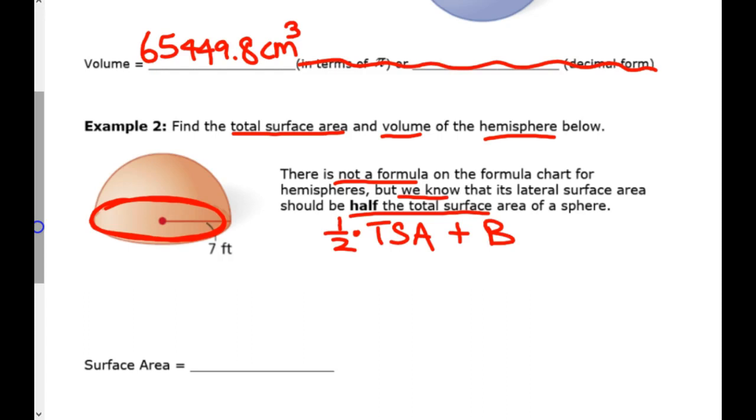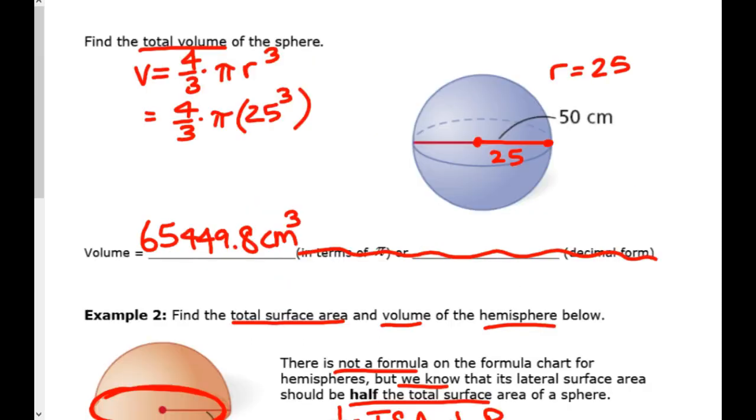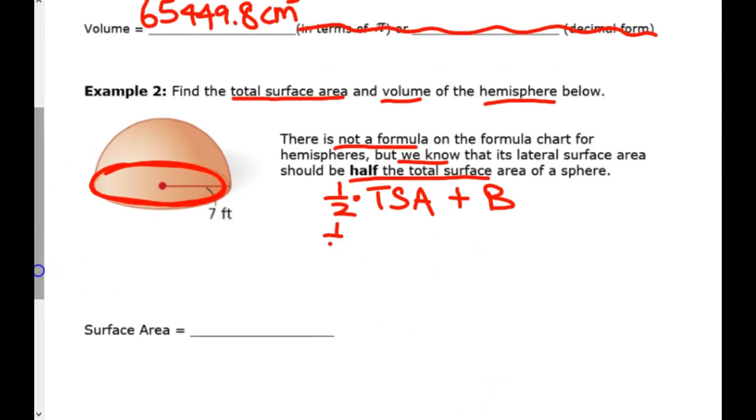So what is the surface area formula for a whole sphere? 4 pi r squared, right? So here we go. 1/2 times 4 pi r squared. So that's my hemisphere on the top, right? Plus B. Now, if that's B, how do I find the area of a circle? The formula chart helps you in that situation if you forget, but it's pi r squared. Big B for a circle is pi r squared. So over here, for big B, I'm going to put pi r squared.